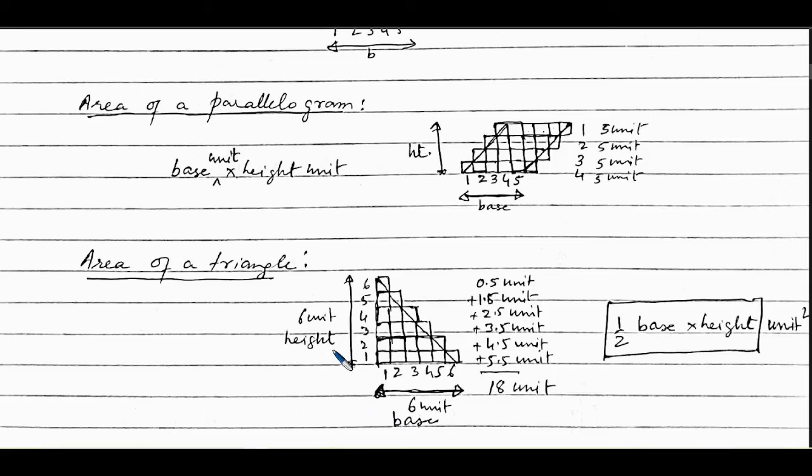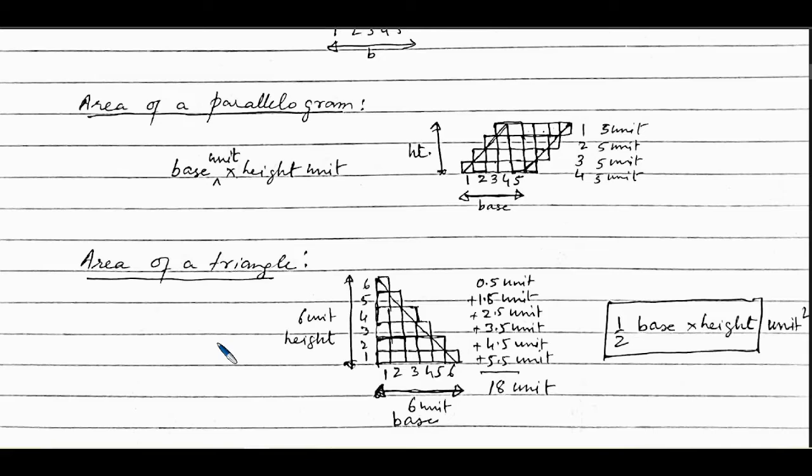So you can write the formula as base is 6 units, height is 6 units, but you have 18 units total. So 6 into 6 is 36 divided by 2. So half base into height, unit square. This is the formula of a triangle.